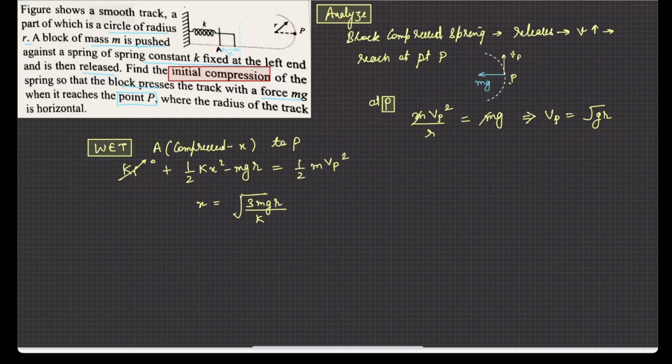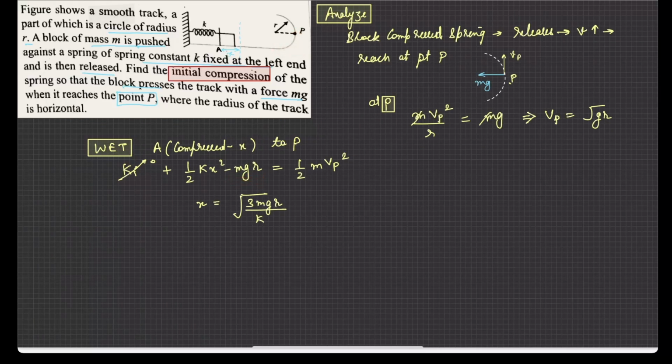Okay, we apply the work energy theorem. Initial kinetic energy is 0, final is 1/2 mvp square. Now the work done by the spring will be positive because kx is in this direction and displacement is also in this direction. So it is half kx square, because the displacement is along the direction of the force. And the work done by gravity in rising from here to here will be minus mg into r.